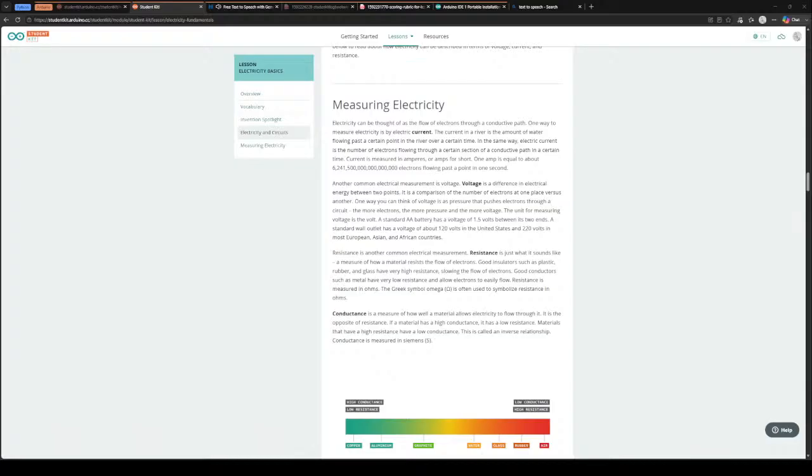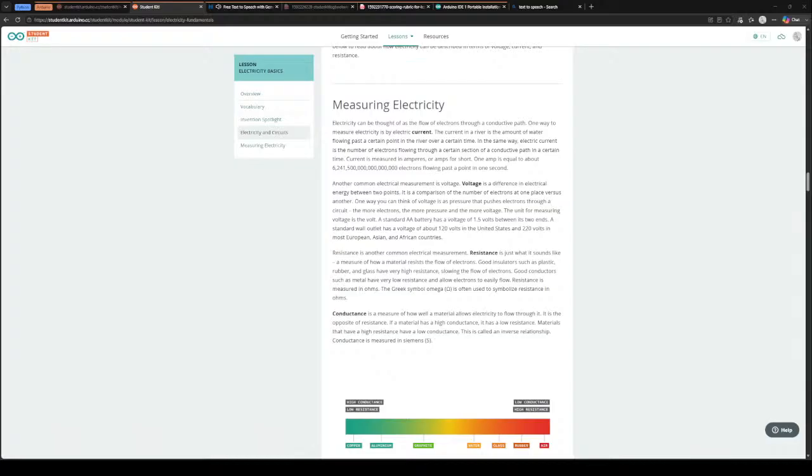Resistance is another common electrical measurement. Resistance is just what it sounds like, a measure of how a material resists the flow of electrons. Good insulators such as plastic, rubber, and glass have very high resistance, slowing the flow of electrons. Good conductors such as metal have very low resistance and allow electrons to easily flow. Resistance is measured in ohms. The Greek symbol omega is often used to symbolize resistance in ohms.